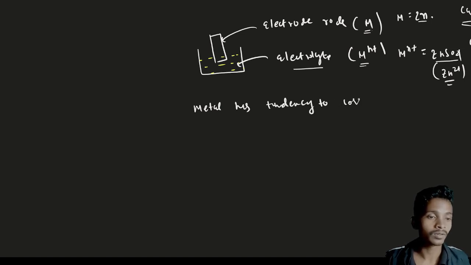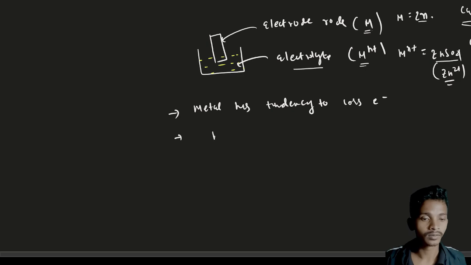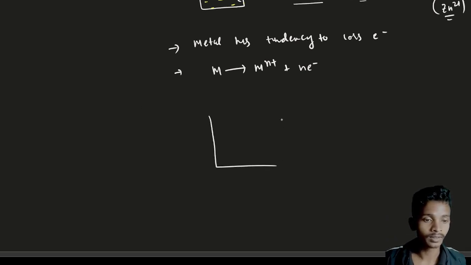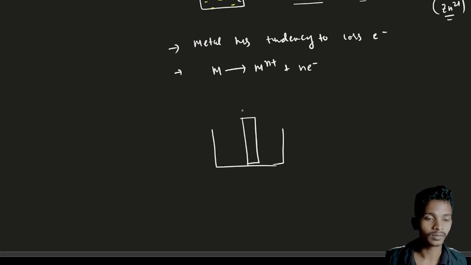tendency to lose electrons. So here the metal loses electrons. Whenever this metal loses electrons, what happens? I am drawing another, slightly bigger picture. Let's say here is a solution. Whenever this metal loses electrons, it converts into ions, so the metal is converting into ions after giving up electrons.